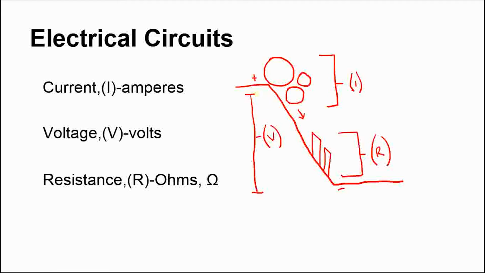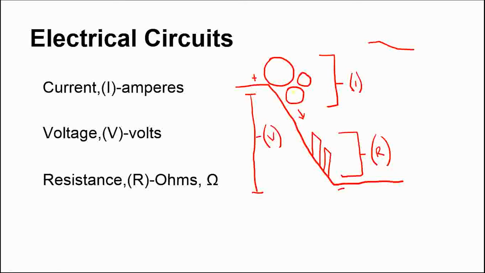So the greater the difference in potential, and you can tell by the steepness here, the faster this current is going to want to move. If I had a hill that was not as steep, that's going to change the amount of current.